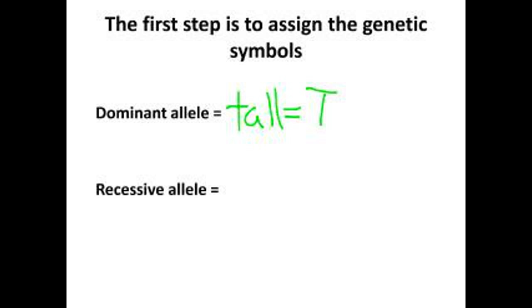Next, list the recessive allele and its symbol. So short was the recessive allele, and its symbol is going to be a lowercase t.